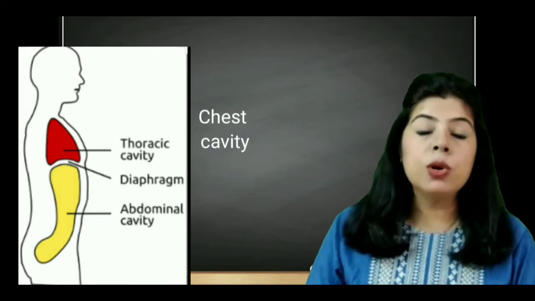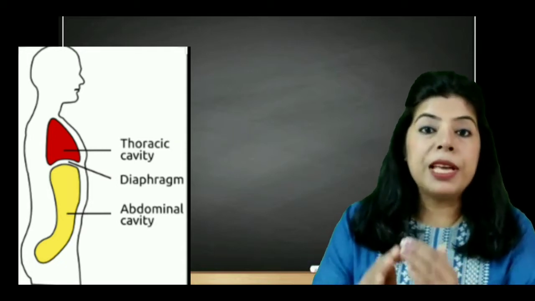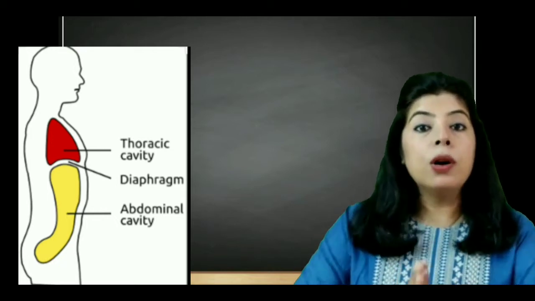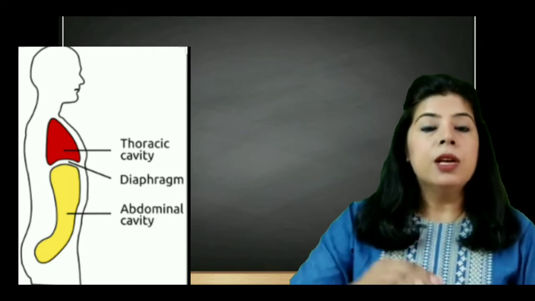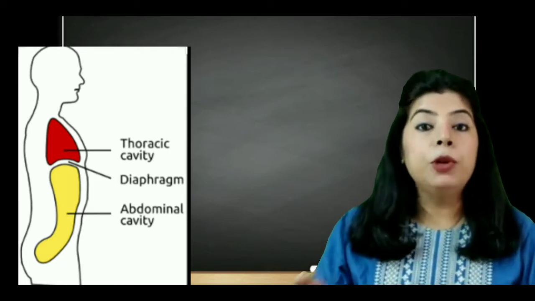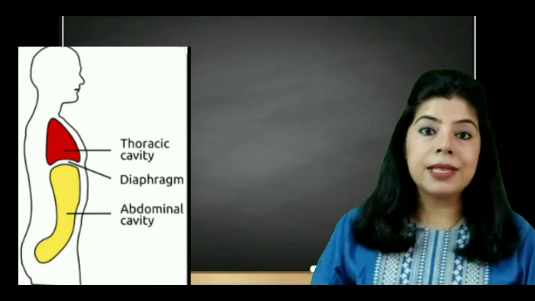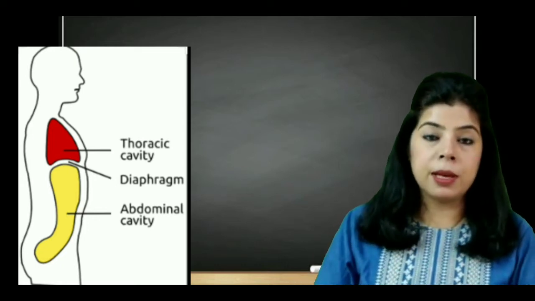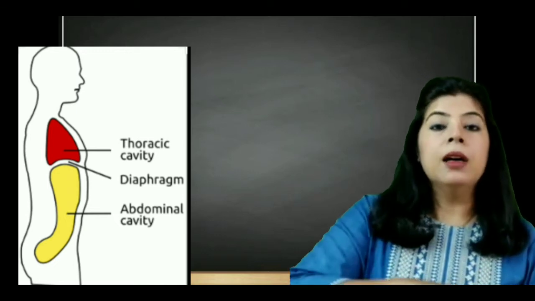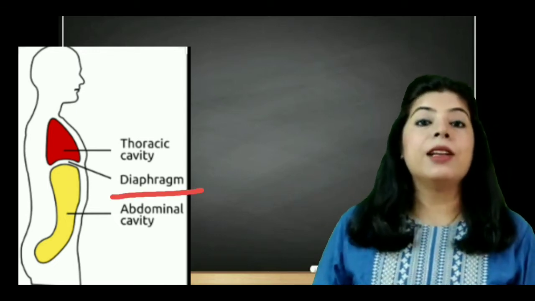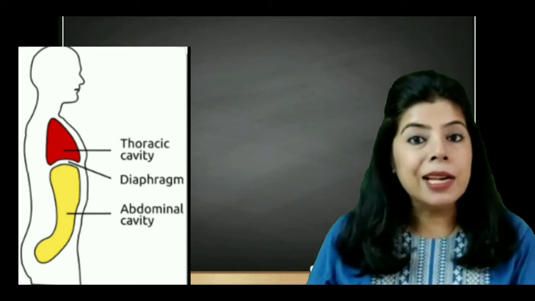The chest cavity is also called the thoracic cavity. All the parts of the respiratory system are present in the thoracic cavity, and they are separated from the abdominal cavity, which lies just below it. That is the space where other organs are present, like the stomach, the intestine, the liver, and the pancreas. The thoracic cavity and the abdominal cavity are separated by a wall of muscle called the diaphragm. This diaphragm is very important when the mechanism of breathing comes.